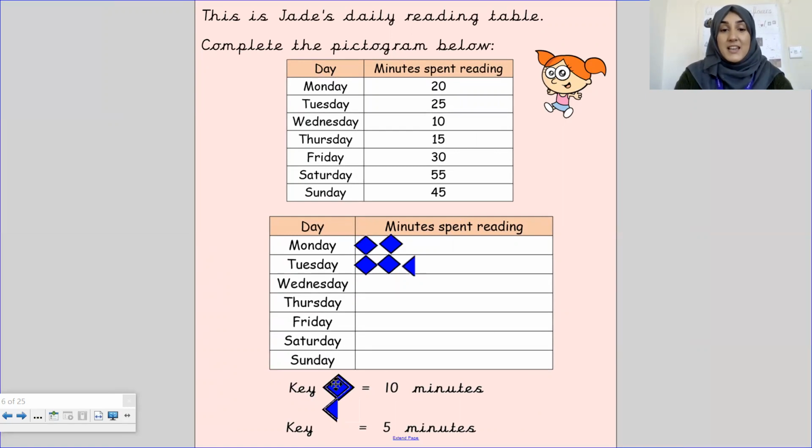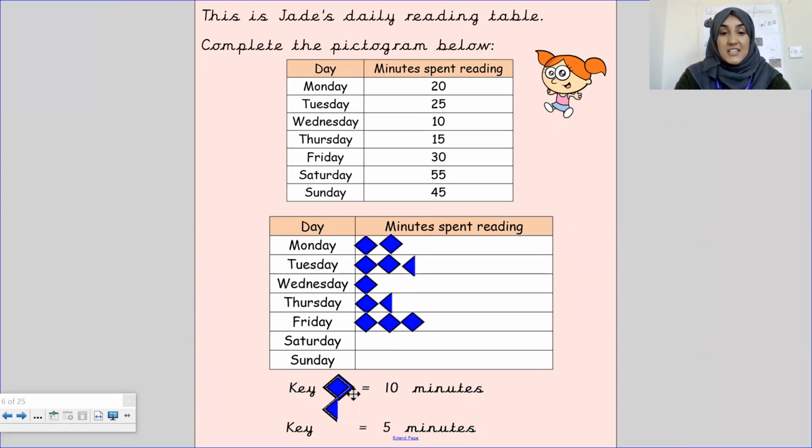Right, on Wednesday, she only read for 10 minutes. Okie dokie. And on Thursday, she read for 15 minutes. That's 10. And I know that I can't do another 10 because that makes 20. So I need to do half. And then on Friday, she read for 30 minutes. So that equals 10 minutes. That equals another 10 minutes. And that equals another 10 minutes.